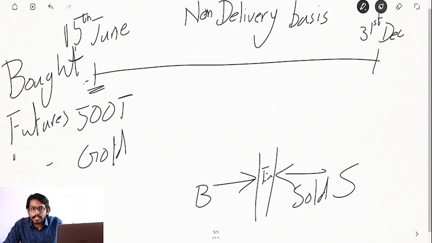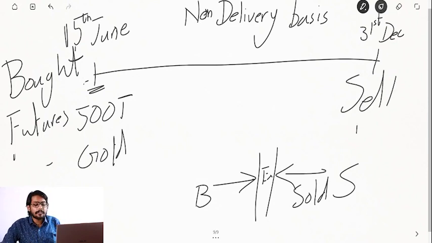You have bought what futures? Futures by itself is a naked word. You have to explain. December gold futures. You have bought 500 tons of December gold futures. On 15th June, you have bought. On 31st December, what happens? You are getting the value of gold. Or in other words, you can say you are selling the futures.